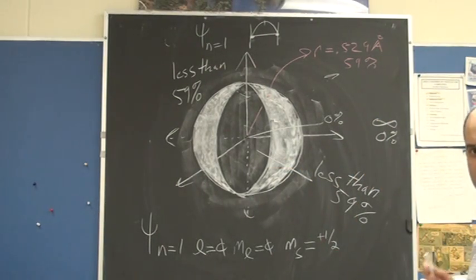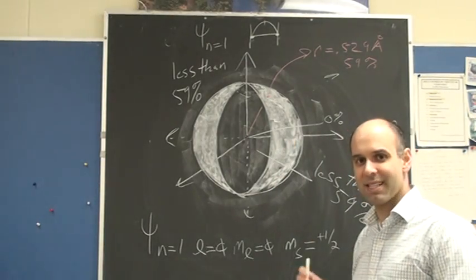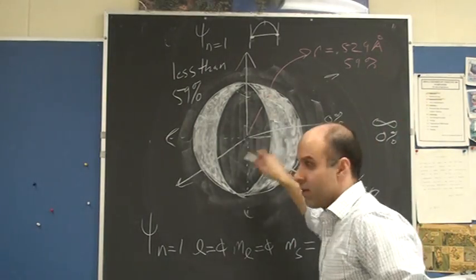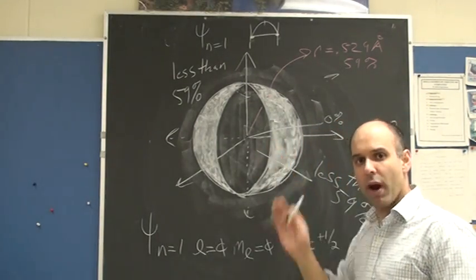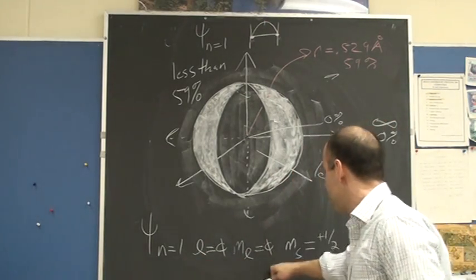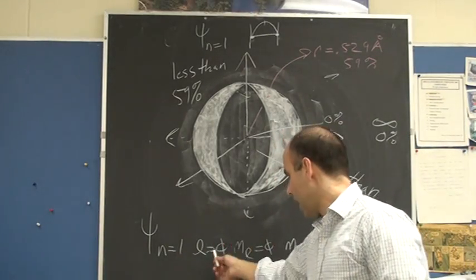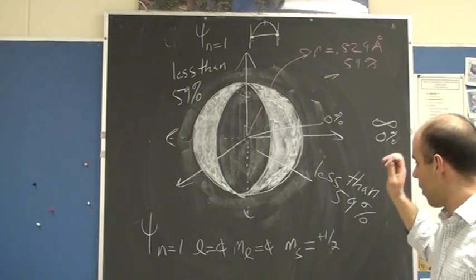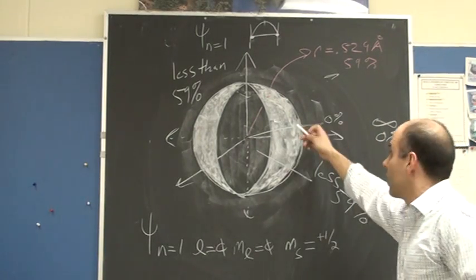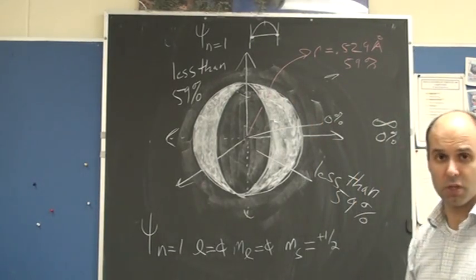And I want to stress that point again. What we have graphed is a probability graph. This is not the path the electron takes. The electron is not going like that. This is a graph of where you might find the electron when it has these 4 values. So if n is 1, L is 0, M sub L is 0, and I have a plus 1/2 spin, then the probability of finding the electron 0.529 angstroms away is 59%.